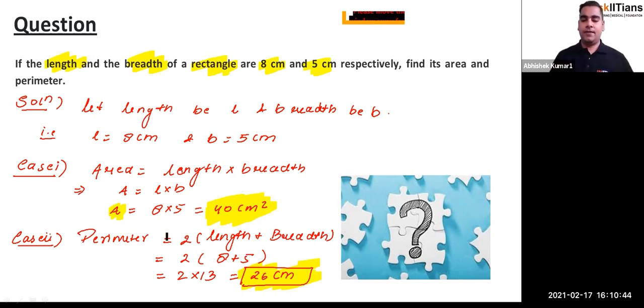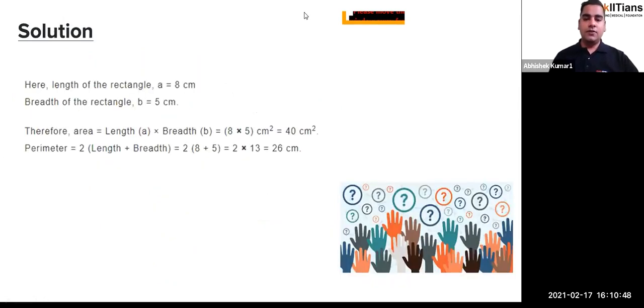Okay. All right, check out the next thing. So this is the solution for your reference, guys. You can check. This is the way you should be presenting your answer in your examination. The length is provided, which they have denoted by A as 8 centimeter. Breadth is provided, denoted by B as 5 centimeter. And we have to calculate two things. One is area, the other one is perimeter.